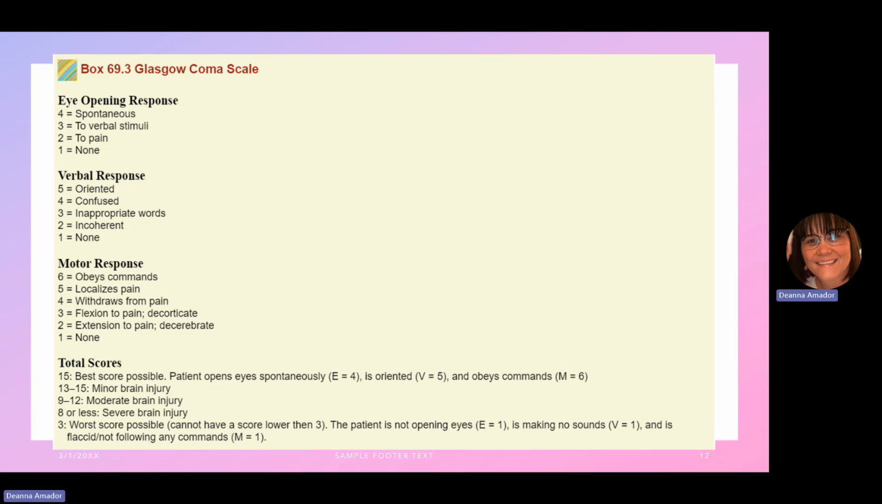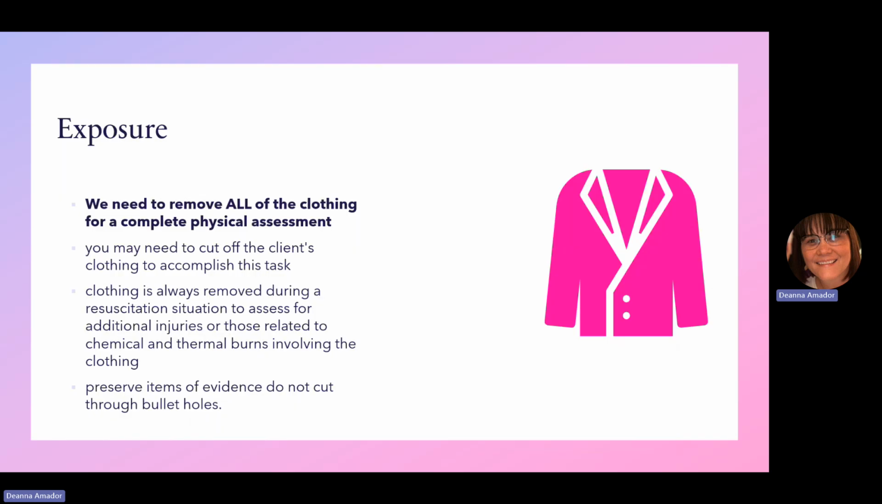Okay, so anyway, as you can see with this GCS scale, the best score you can get is a 15, and then the lowest score you can get is a 3. So anyway, you guys, we've talked about this a lot. So that's your Glasgow coma scale.